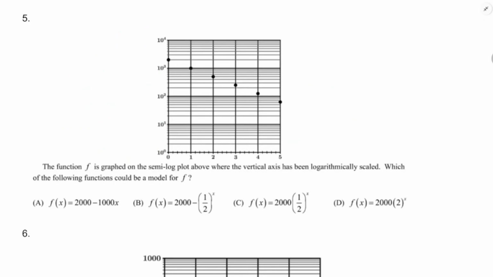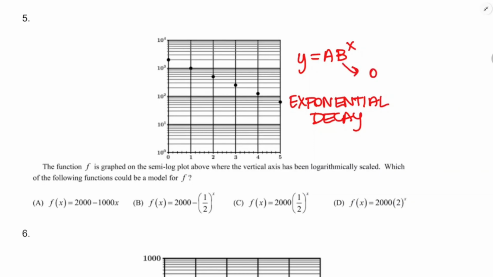Okay, now the function f is graphed on the semi-log plot here. Like I was saying, it's a semi-log plot. It looks like a linear pattern with a negative slope. It's got to be exponential decay. And I only see one of these that is hitting that mark. Basically I'm looking at this and I'm thinking exponential decay. Okay, and exponential decay is y equals a times b to the x, where b is between 0 and 1. And so I'm just looking for that. That's only c. There we go.